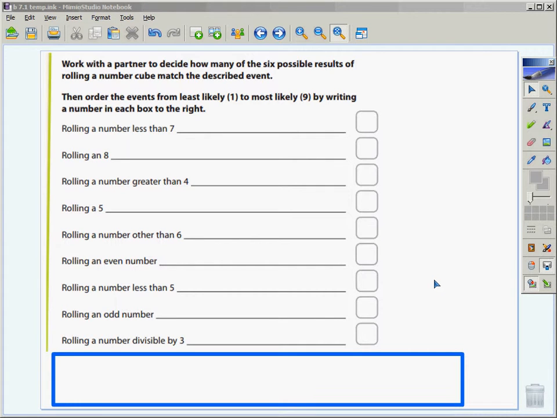I want you to open your packet to this particular page. We can stop the chatter. You can work with the person next to you. If there's not somebody there, you're just kind of stuck working there by yourself today. It's all right. It's not going to take you any longer.